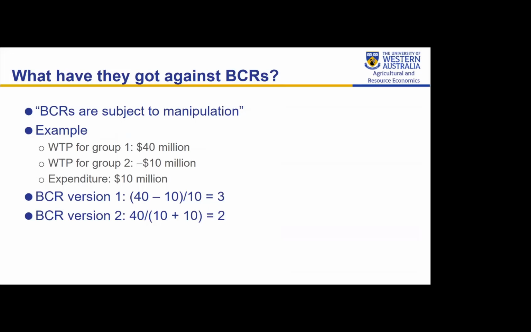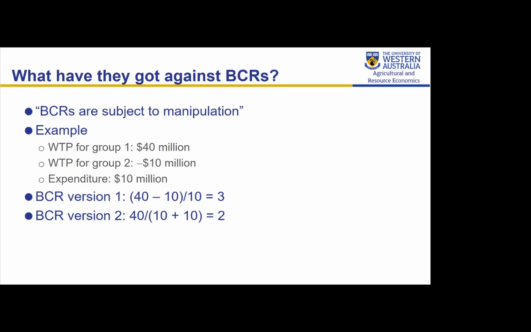And this is the example that the Boardman textbook uses to illustrate the idea that benefit cost ratios are subject to manipulation. They have a very trivial example. Suppose we've got two groups in society and we've got a project. For one group in society, there's a benefit of $40 million. For the other group, there's a negative willingness to pay for this project. They are made worse off by the project by $10 million. And then there's also expenditure of $10 million. So how do we calculate the benefit cost ratio in that case? And they give two examples.